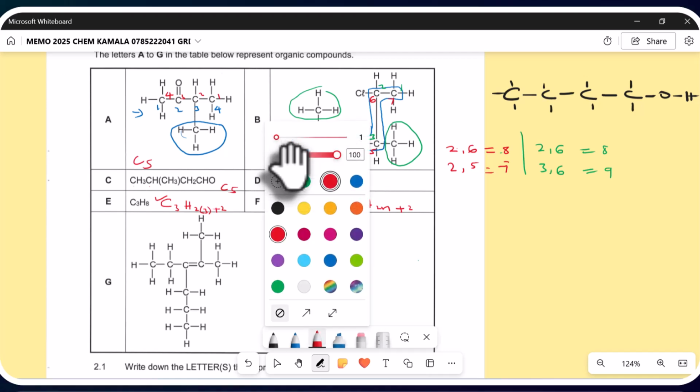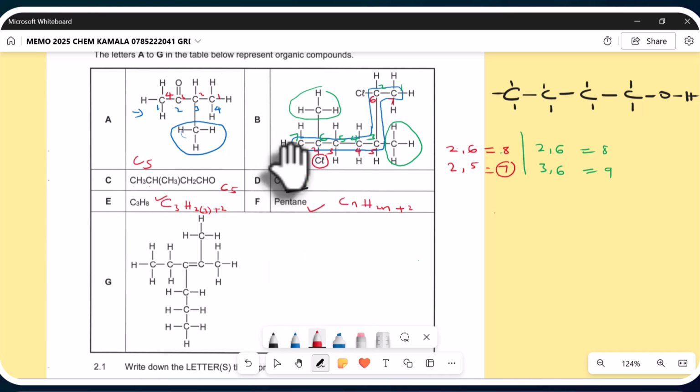Now our red numbering system here, as you can see, where we have the branches, carbon number 2 for the chloro, and number 6. So we're going to say 2,6 dichloro. We got it here, 2, comma 6 dichloro. Di meaning there are 2 chloro.